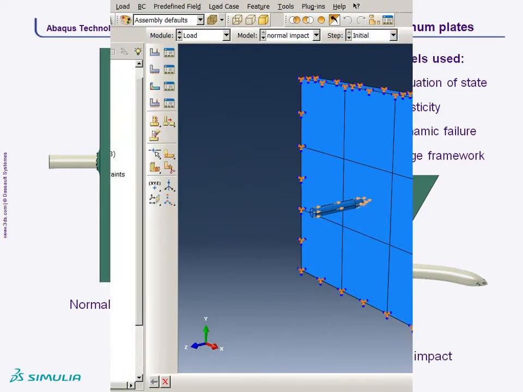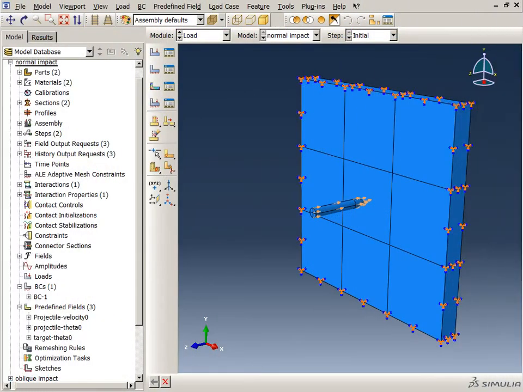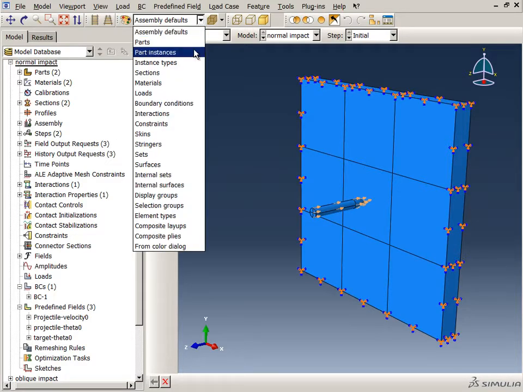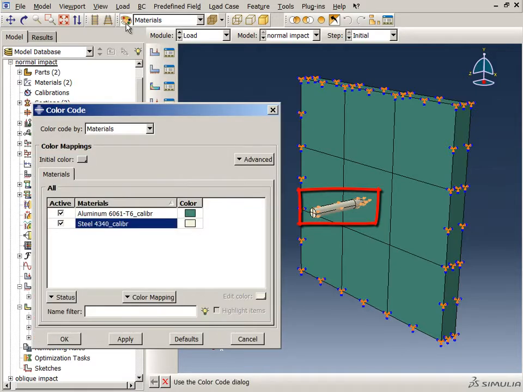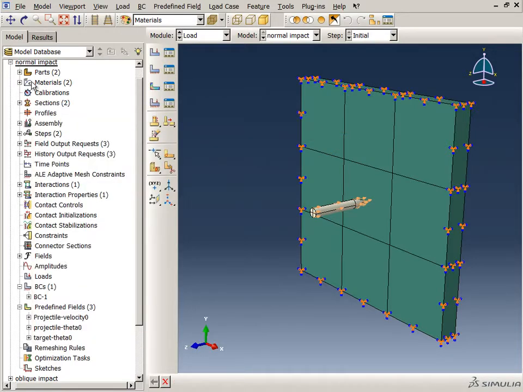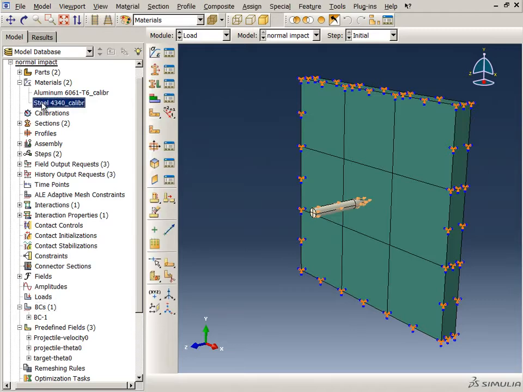Next, I will give you a guided tour of the Abaqus CAE model. The model consists of two parts, the projectile and the target. The projectile is an ogive nose steel rod approximately 9 centimeters long. The target is a 26 millimeter thick square aluminum plate. Let's take a closer look at the steel material.